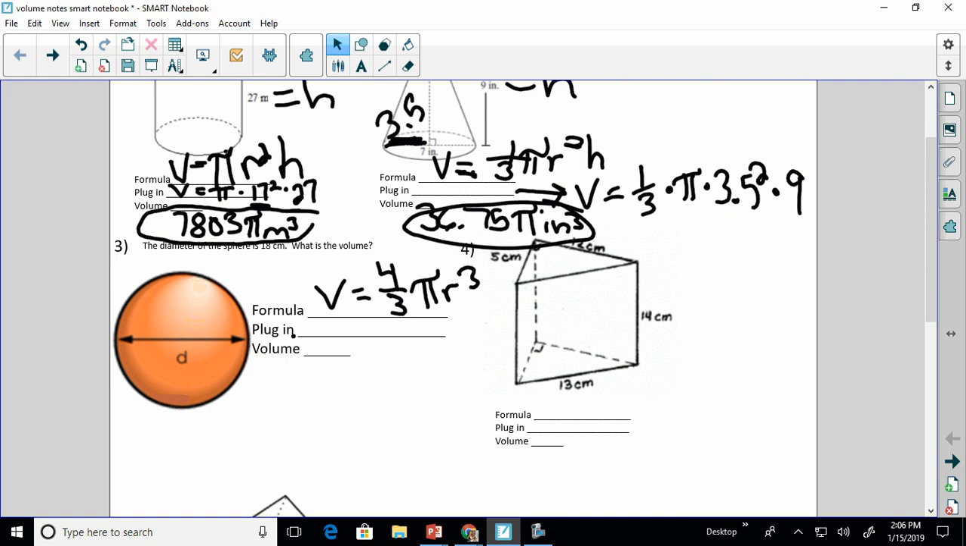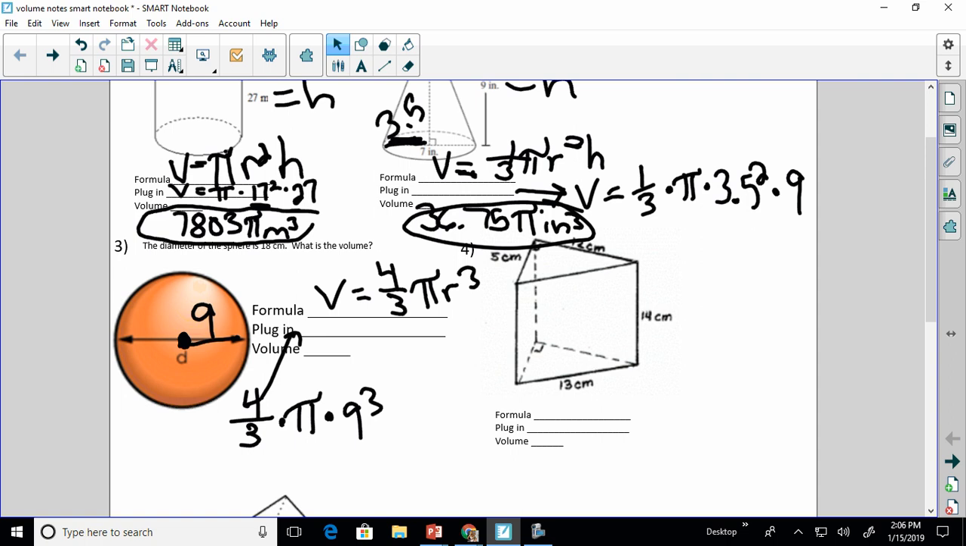So if I'm going to plug that in, I'm going to do an arrow so I don't have a lot of room here. What I need to know in order to do this is the radius. Well, it says the diameter is 18. So if the diameter is 18, what would the radius be? Well, 18 divided by 2 would give you 9. So 4/3 times pi times 9 cubed.